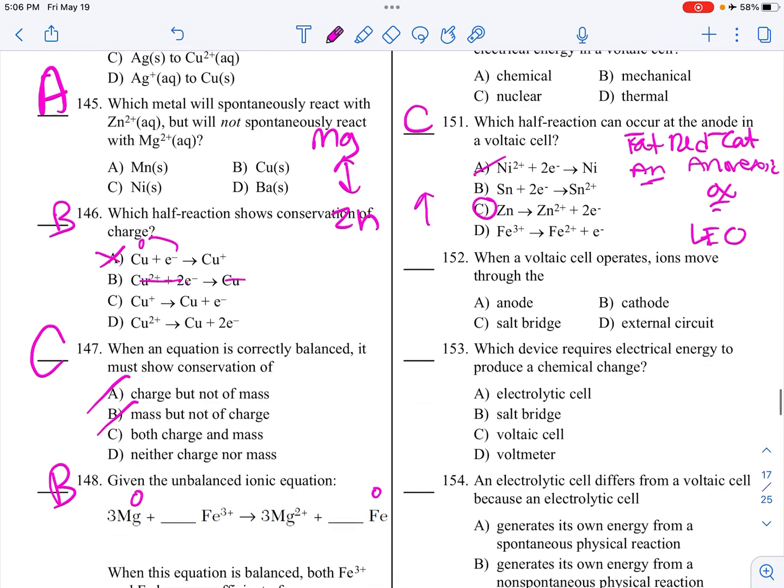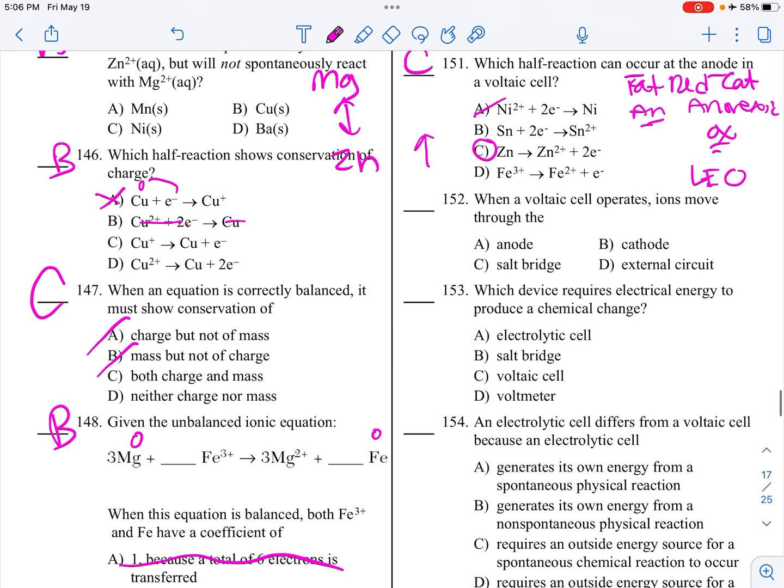Right, 152, when a voltaic cell operates, ions are moving through the salt bridge. Electrons through the wire, ions through the salt bridge. Which device requires electrical energy to produce a chemical change? That would be an electrolytic cell.